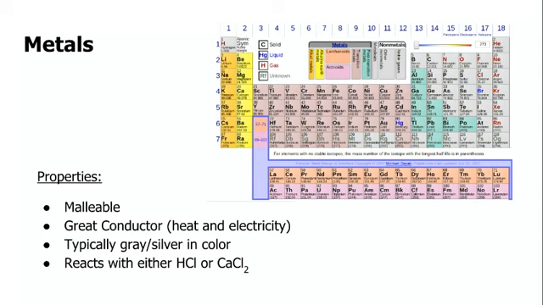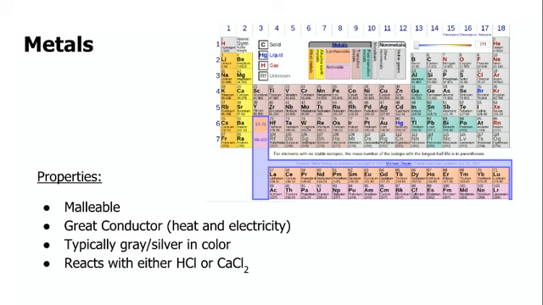Now, metals, properties that you would see in the lab is they're malleable. So when we hit them with a hammer, they're going to bend or they're going to just kind of spread out. They won't be brittle. They won't just kind of shatter. They're also good conductors of electricity in the lab that we did. They're typically gray or silver in color and shiny, so what you would expect a metal to look like.